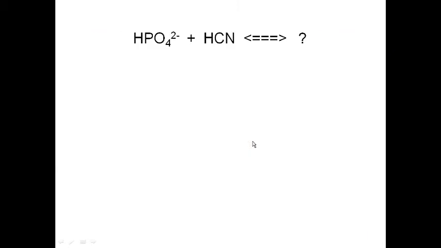All right, here's an example. Can we predict the products of this reaction and then predict what side the equilibrium lies to? Well, I'm going to take HPO4 2 minus, and I'm going to react it with HCN. And I'm going to get an equilibrium. So what are the products of this reaction? Well, this is an acid-base reaction, so something's got to act as the acid and something's got to act as the base.